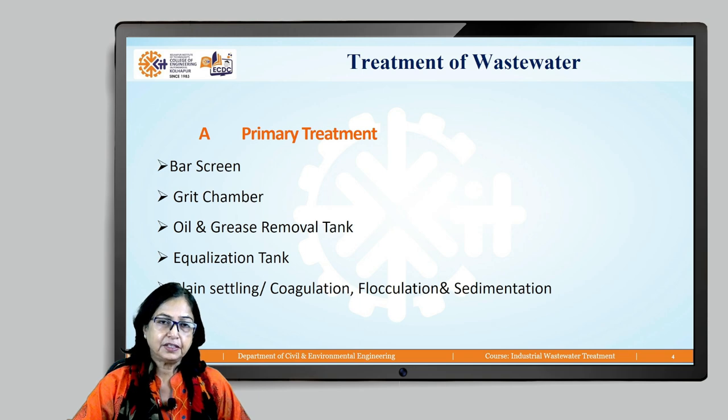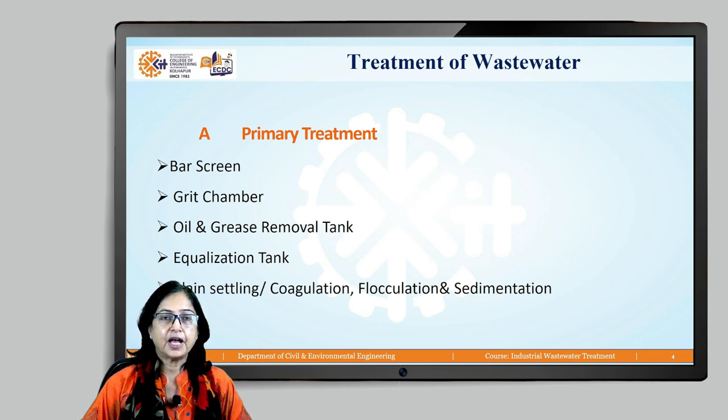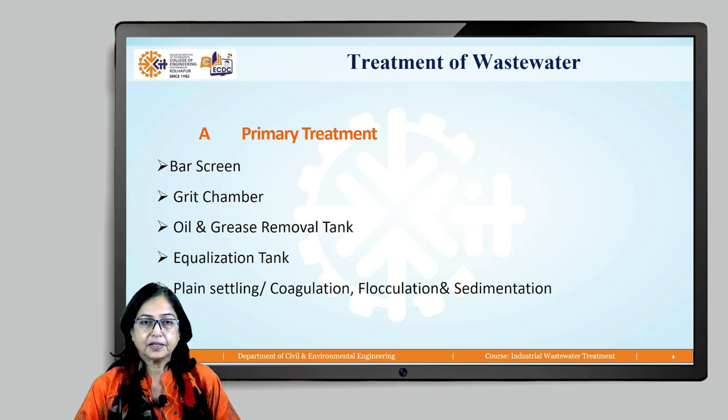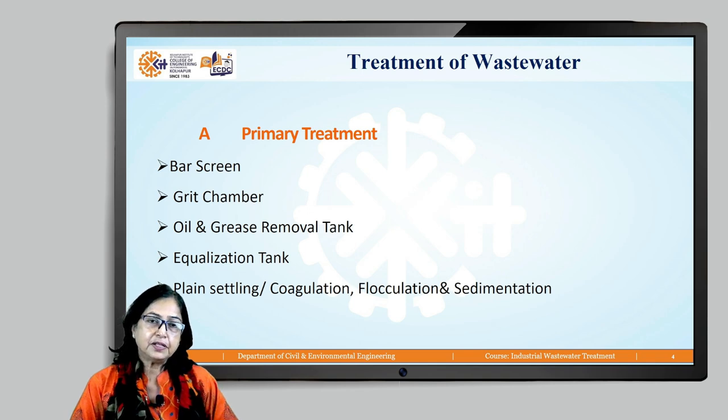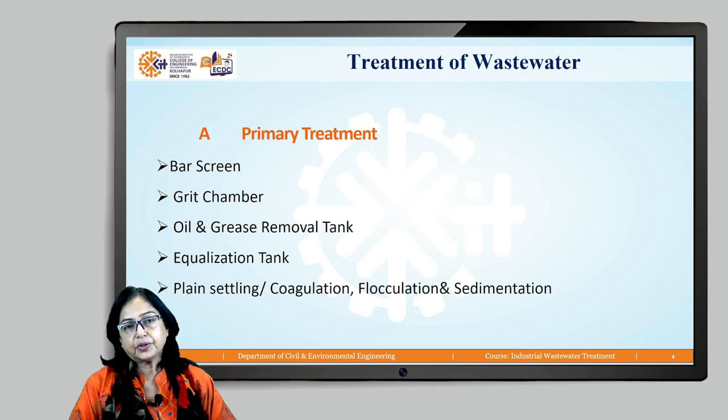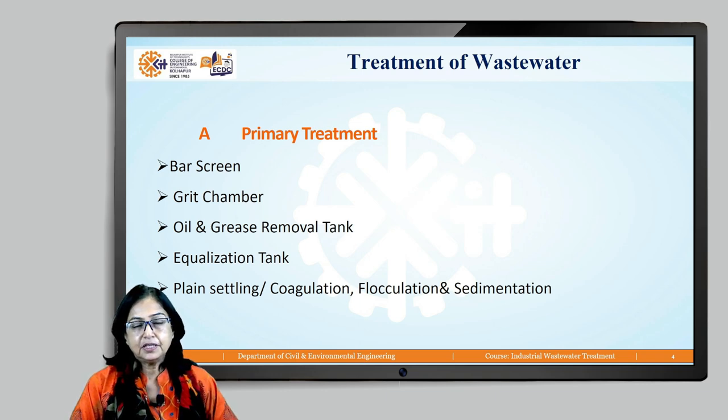All the wastewater is then taken to an equalization tank where uniform characteristics are given to the wastewater, and then plain settling is done, or if required even coagulation, flocculation and sedimentation. So, depending on the concentration and type of suspended solids, plain settling or chemical treatment of coagulation, flocculation and sedimentation is given. This is the end of primary treatment.